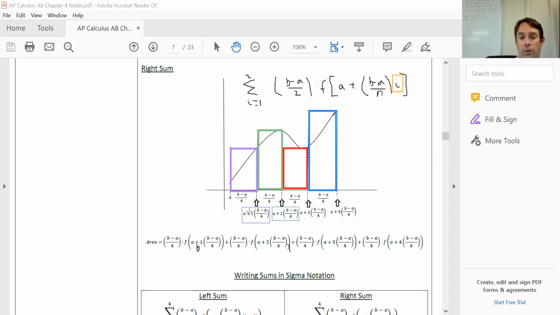You guys see the rectangles there? One width for purple, two widths for green. What about the red? It went over three widths, so it had a 3. For blue, it went over four widths. So it was a 4.